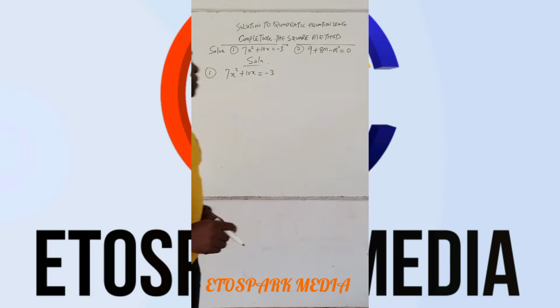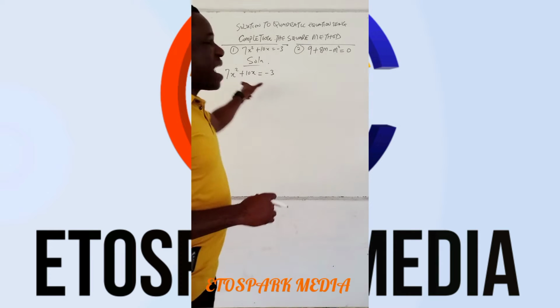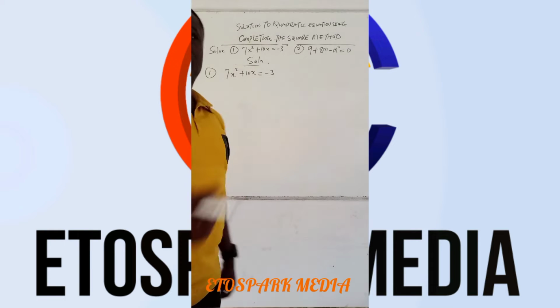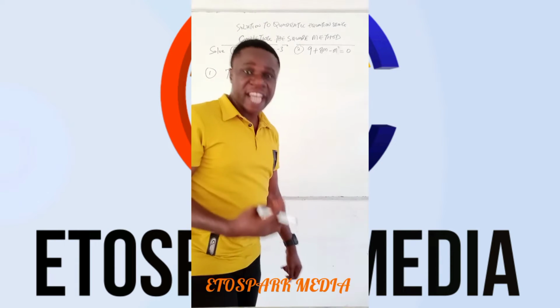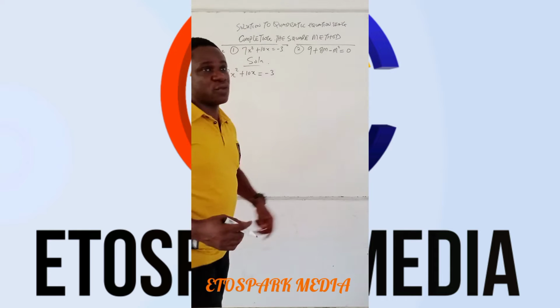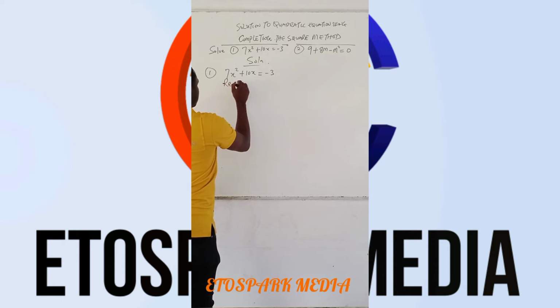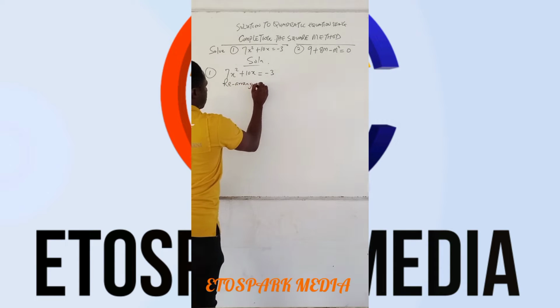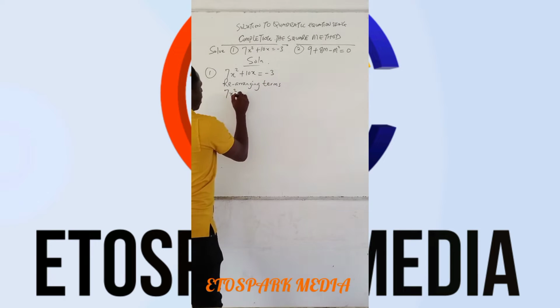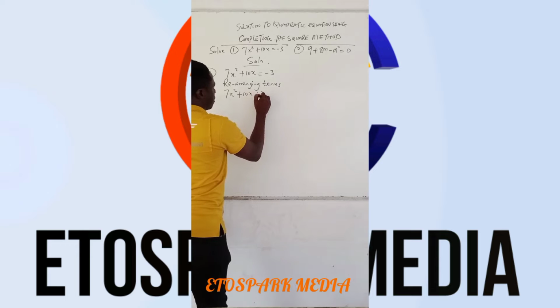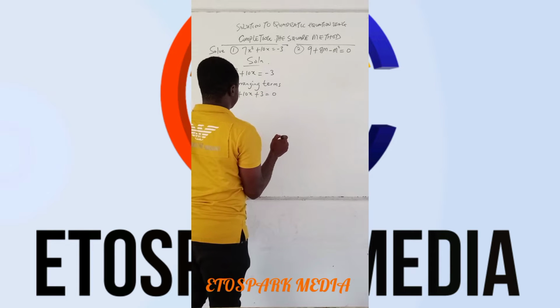For us to solve this, the first thing we need to do is to rearrange the terms so that it will conform to the general form of a quadratic equation, which is ax squared plus bx plus c equals 0. This is how it will be like: 7x squared plus 10x plus 3 equals 0.